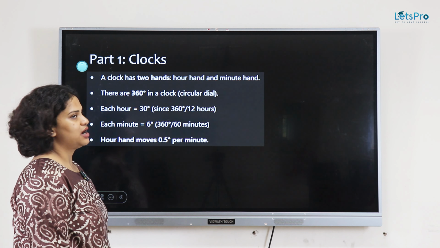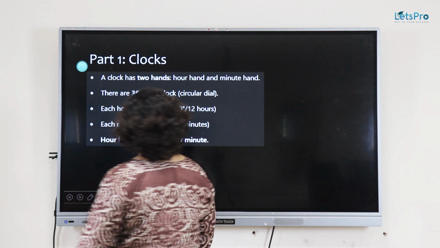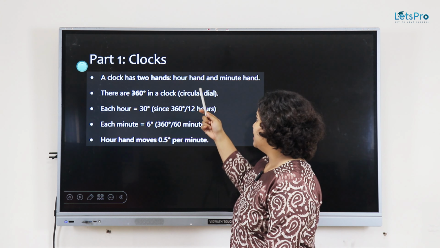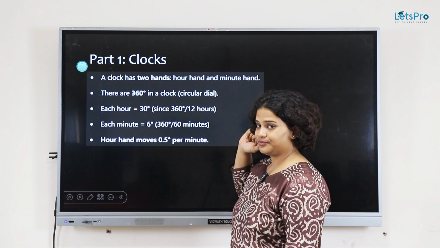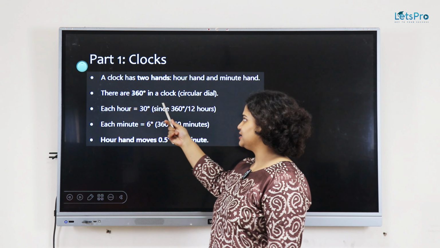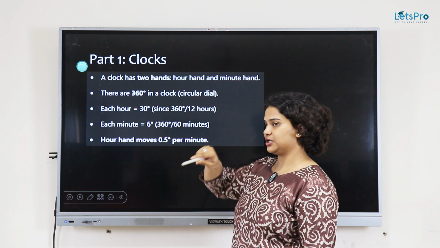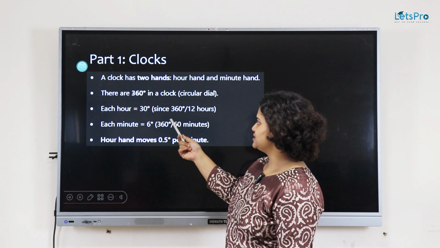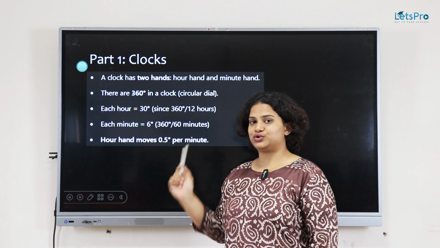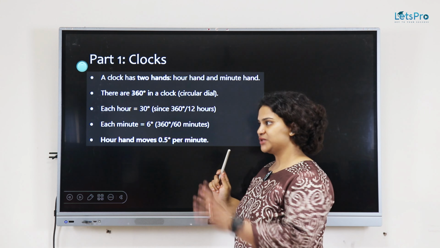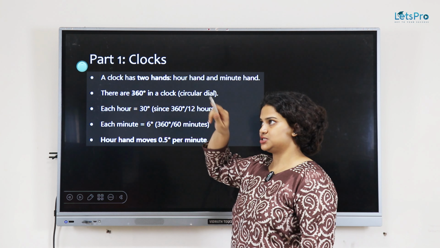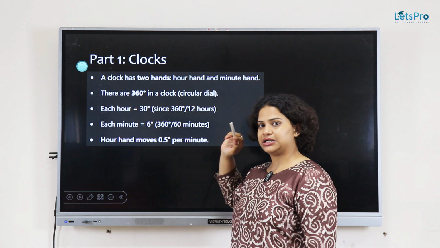In the first part, we are going to look at clocks. So what is a clock? We know a clock has two hands, one is the hour hand and the other is the minute hand, right? There are 360 degrees in a clock. One complete circle is 360 degrees. Each hour is 30 degrees, since 360 divided by 12, as there are 12 hours on a clock.